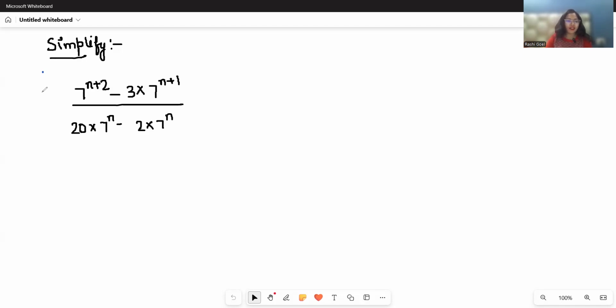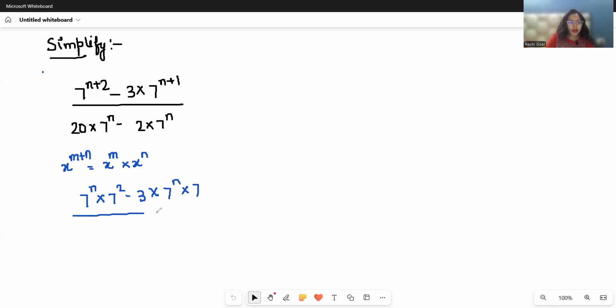So let's simplify this. I am going to use the exponent rule: x^(m+n) we can write as x^m times x^n. So our first part 7^(n+2), we can write as 7^n times 7^2, minus 3 times, again using the same identity, 7^n times 7, by 20 times 7^n minus 2 times 7^n.